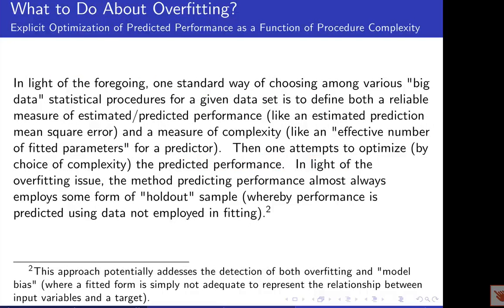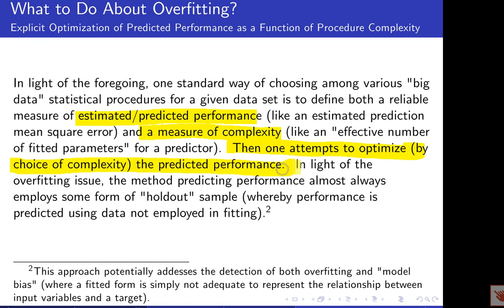One needs to think about how in the world then can one approach this kind of problem. And a standard way of choosing among various statistical procedures for a given data set is to find a measure of estimated or predicted performance and a measure of complexity for statistical methods, and try to optimize predicted performance by varying complexity.